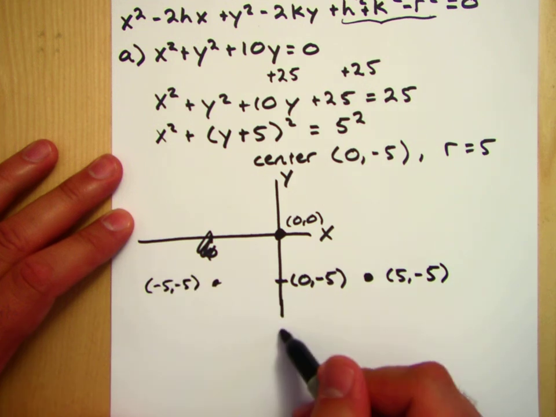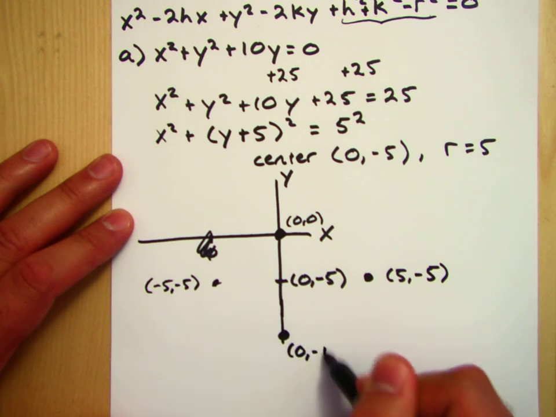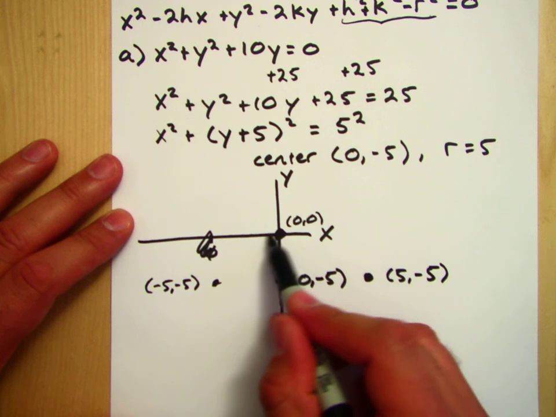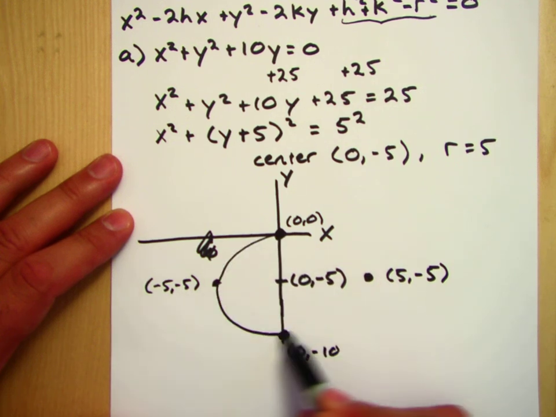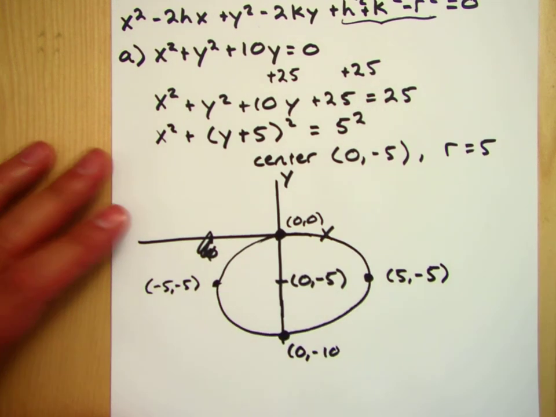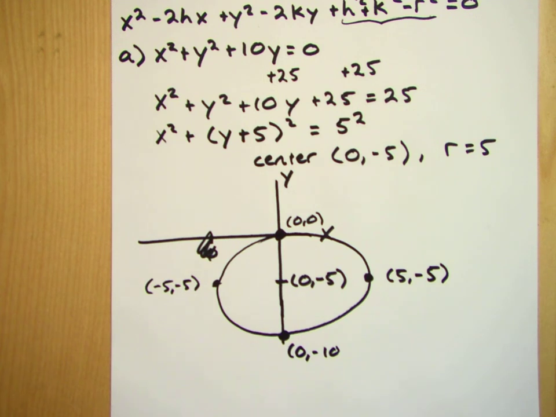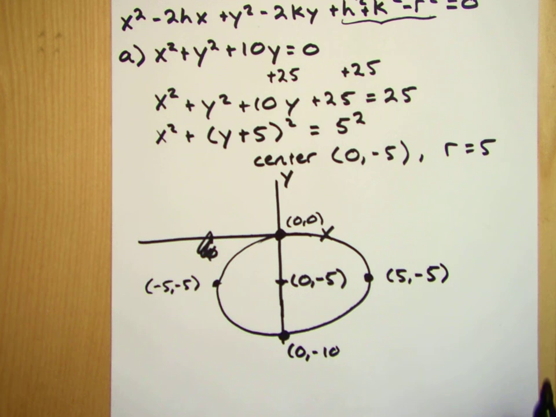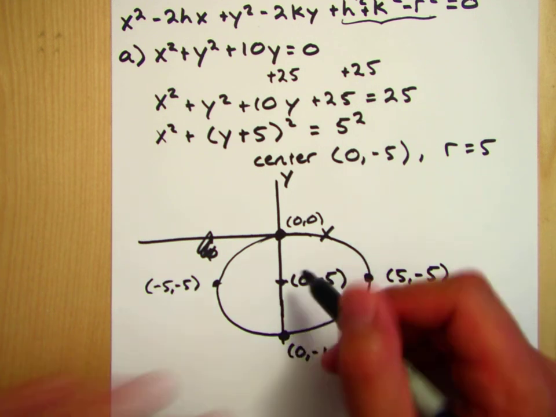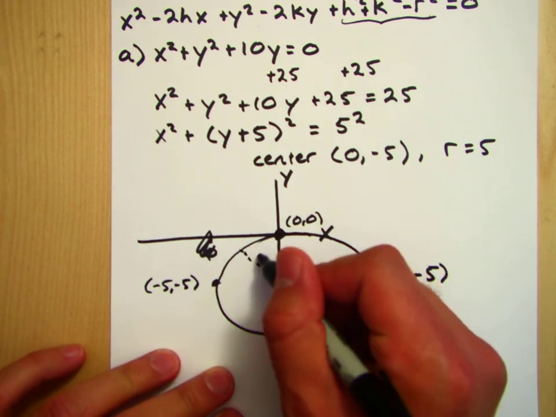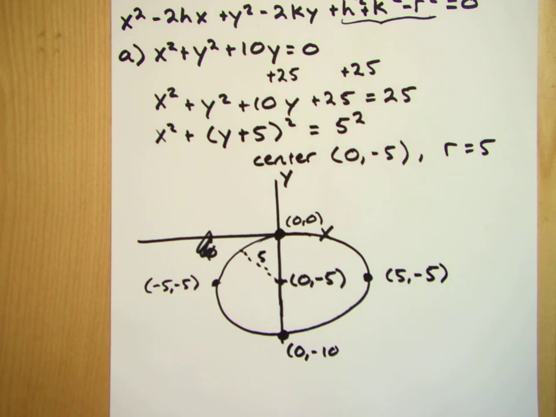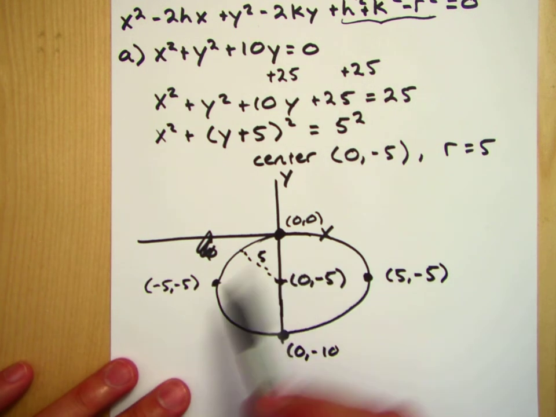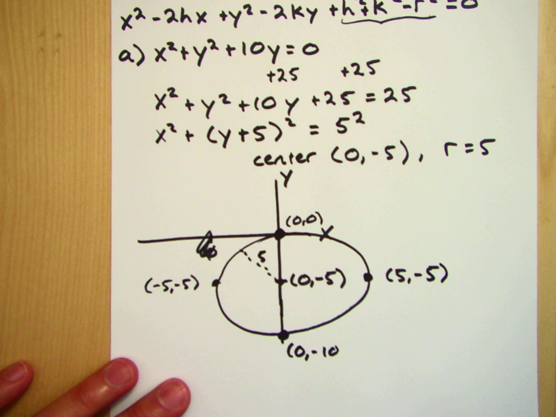And there'll be a point somewhere down here. And this will be 0, negative 10. So our circle, not much of a circle, sorry, but you can see what I'm doing here. We found the center, 0, negative 5, and then the radius of 5 gives us these 4 other points on the circle that we can use to sort of connect the dots.